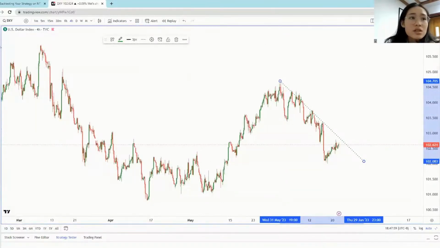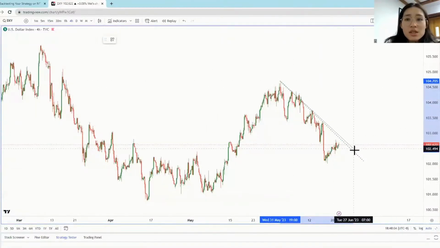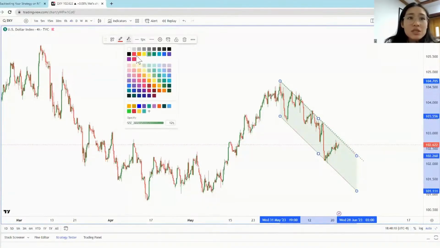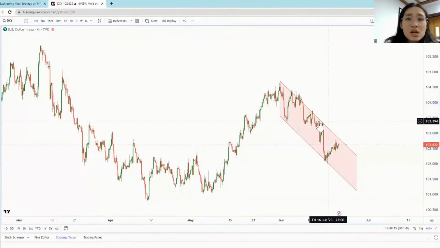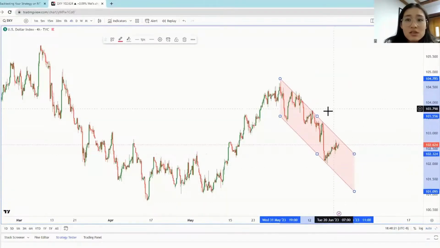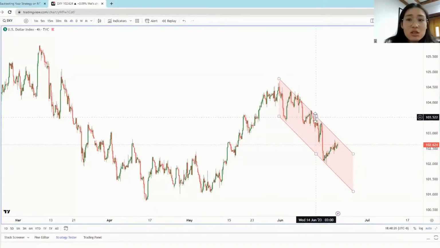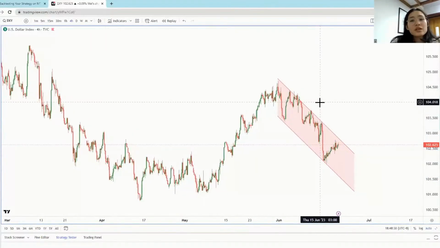Okay, I have this descending trend line, but I want to see if we have a descending trend channel. Okay, we do. So we typically will try and look for channels instead of lines, because for trend channels, it's a lot easier to see if there will be a continuation or if there will be a breakout of the trend channel.